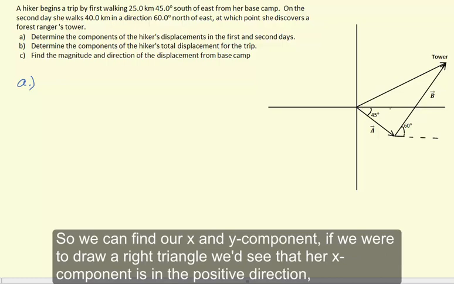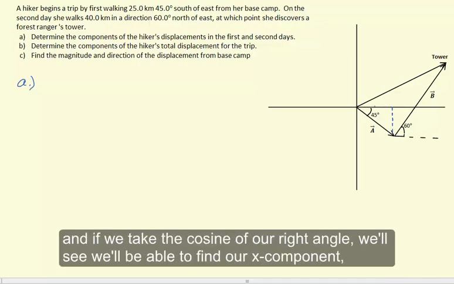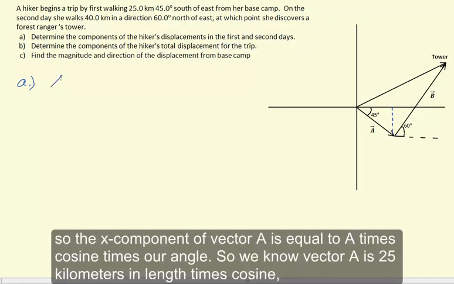So we can find our x and y components if we were to draw a right triangle. We'd see that her x component is in the positive direction, and if we take the cosine of our angle, we'll be able to find our x component. So the x component of vector A is equal to A times cosine of our angle.